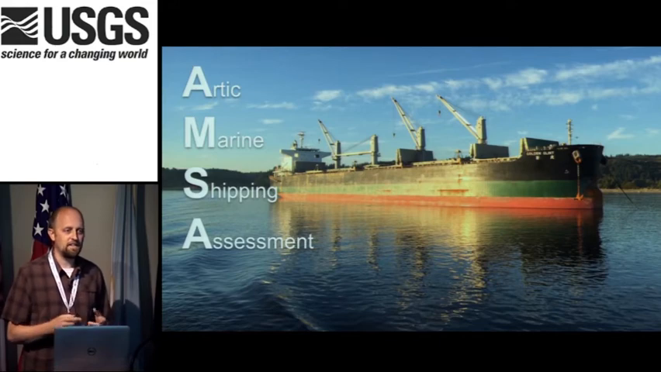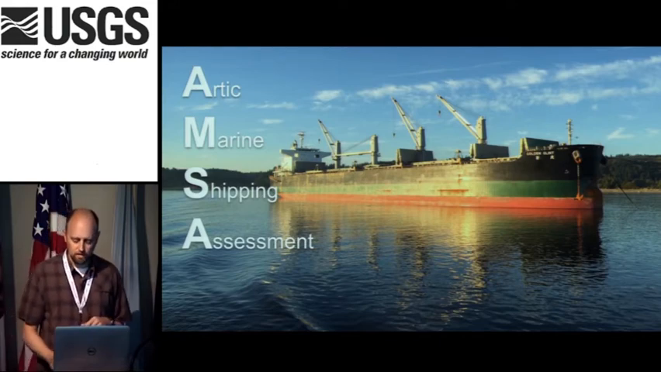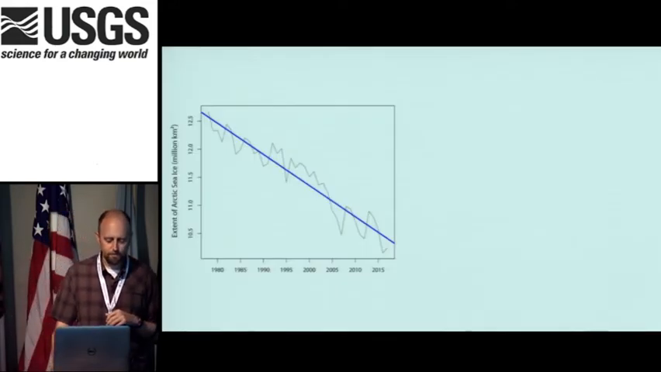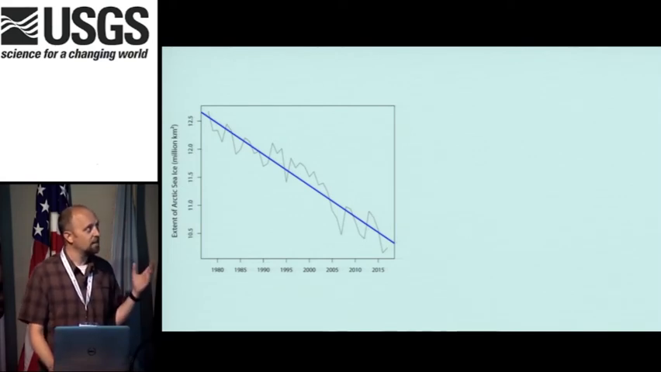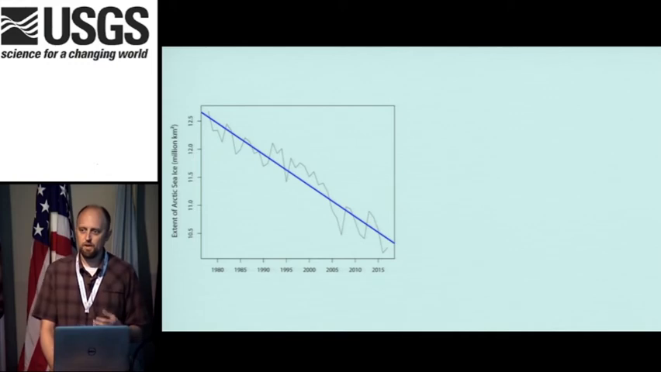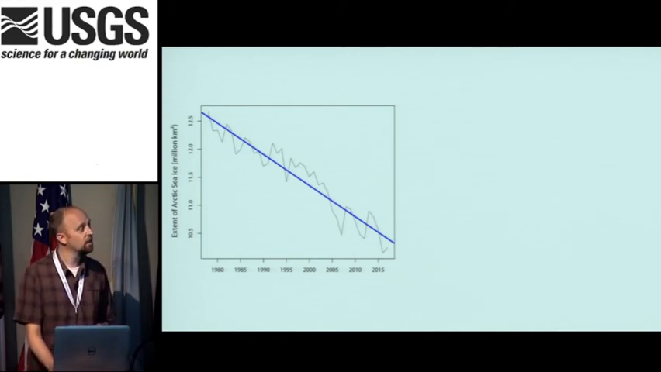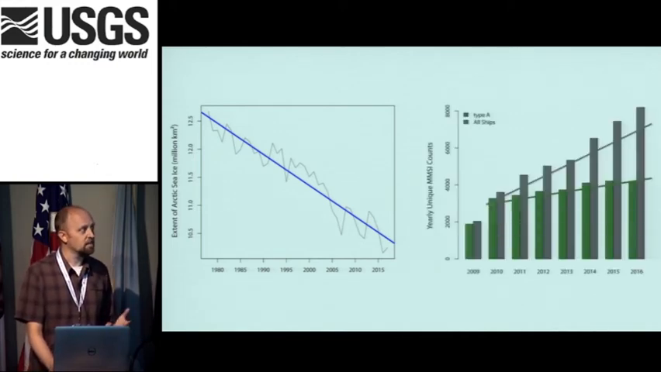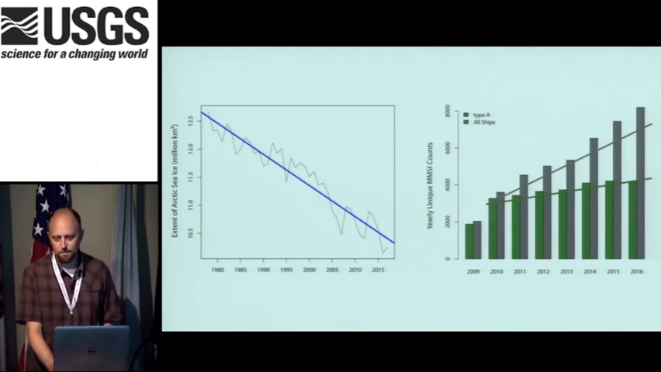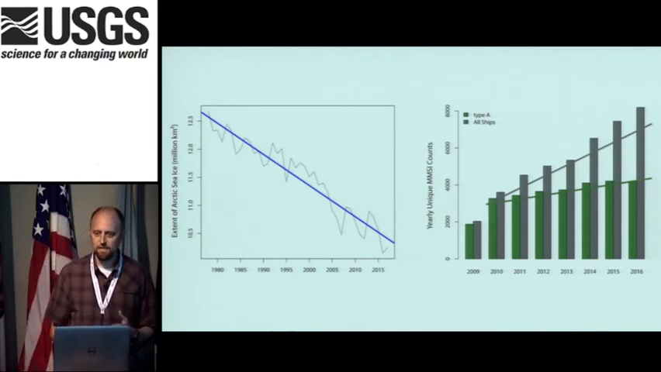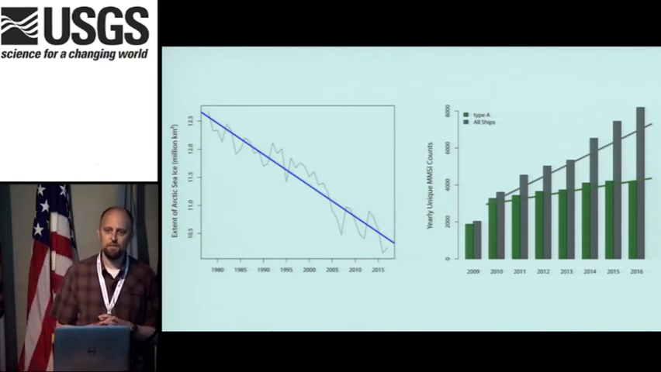So this is being redone now. I'm working now on the 2nd generation Arctic Marine Shipping Assessment. And the basic theory is that as the sea ice declines over time, are we seeing an increase in ships in the Arctic? Our analysis so far has shown that you are seeing an increase in ships in the Arctic, but you're also seeing an increase in the ability to detect the ships in the Arctic.